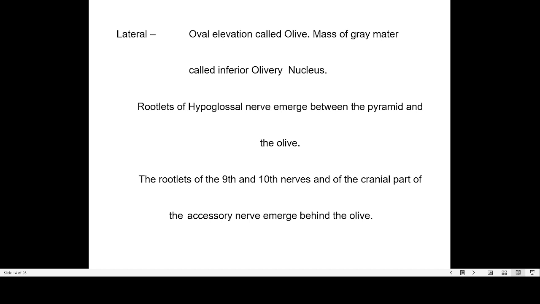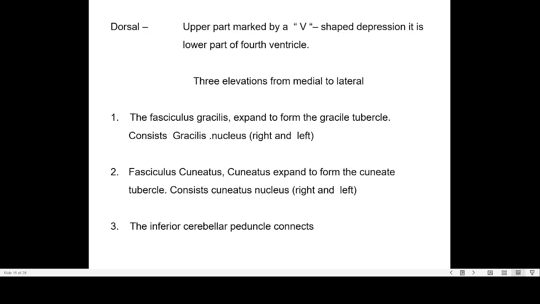Here the rootlets of the hypoglossal nerve emerge between the pyramid and the olivary nucleus, that is the oliva. That is the point. Then the rootlets of the ninth and 10th cranial nerves and of the cranial part of the accessory nerve emerge behind the oliva.